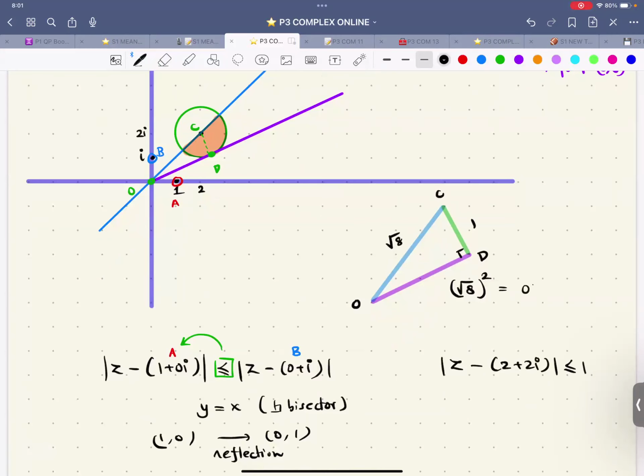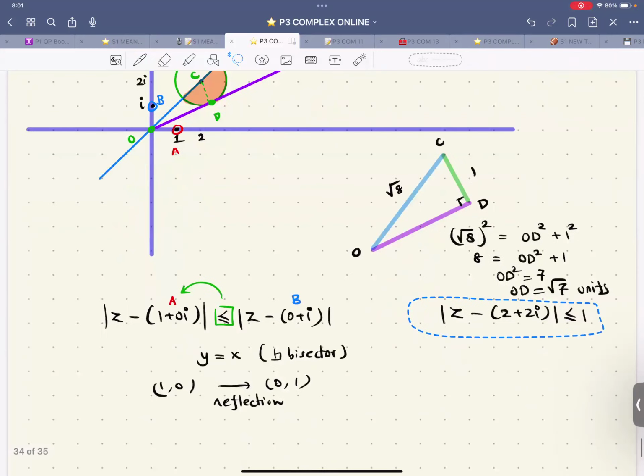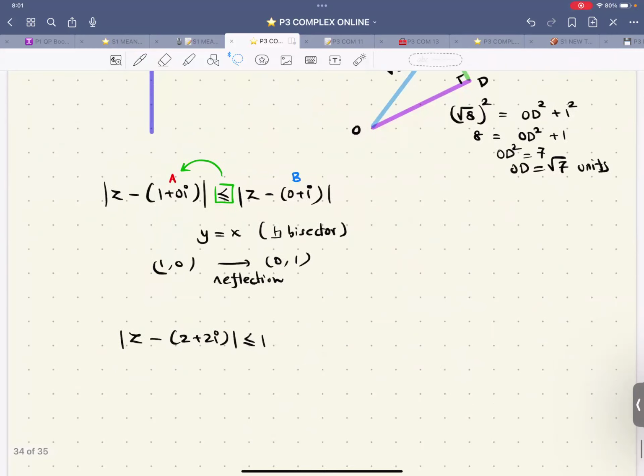That is equal to OD square plus 1 square. 8 is equal to OD square plus 1. OD square is 7. OD is root 7 units, and that is the answer. So let me just shift this thing a little bit below so that we don't mix up the two.